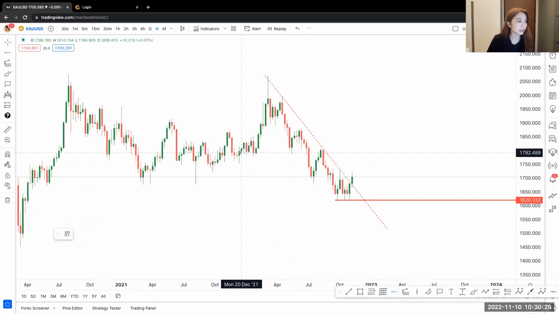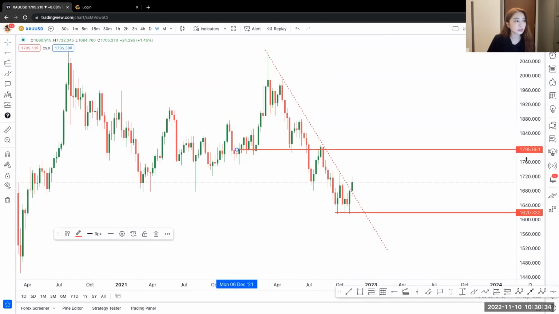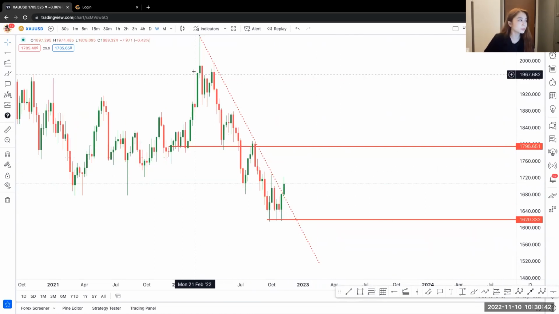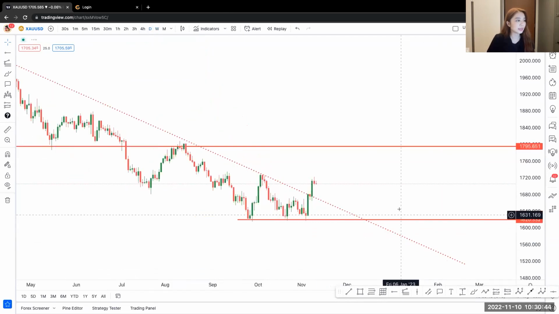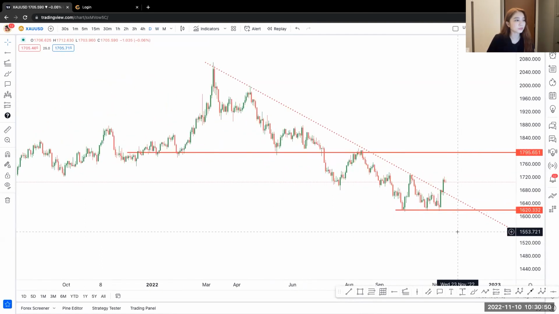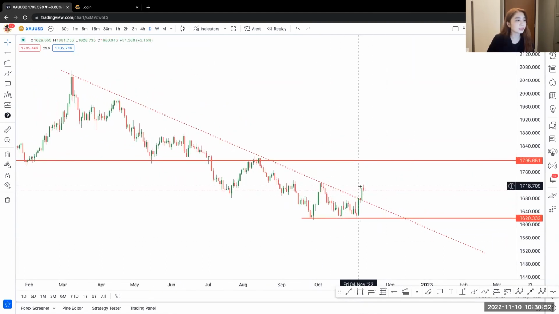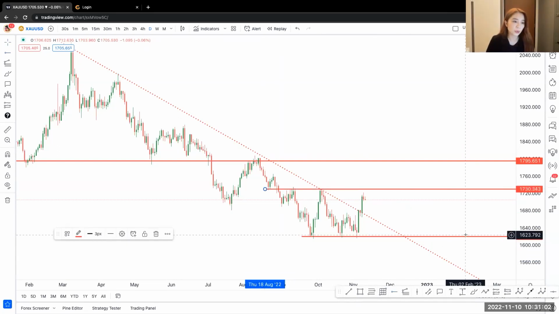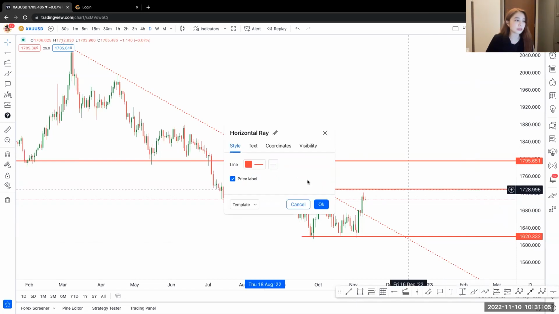And then we are looking at this support turn resistance price at 1795.651. Let's look at daily. Yep, daily gives us a much clearer picture. That price has already broken out of a descending trend line on the weekly. However, we are still looking at 1730.343 as a weekly resistance.